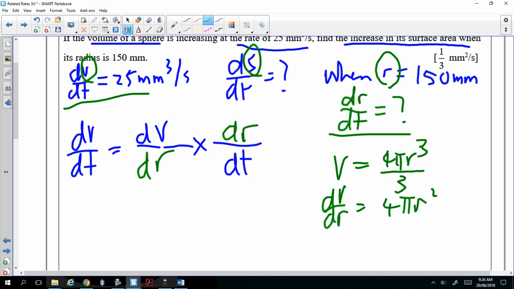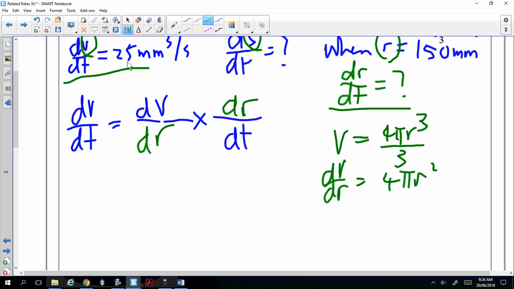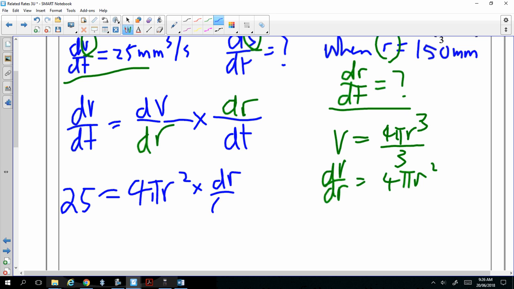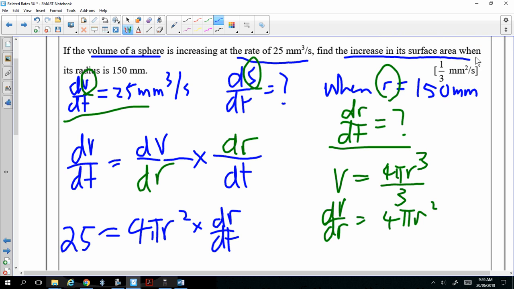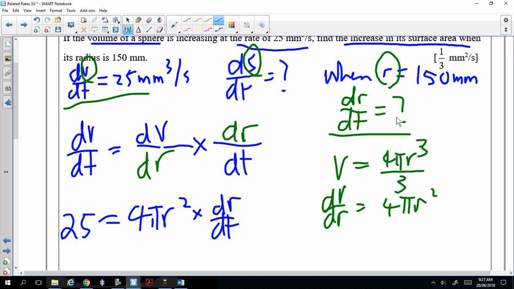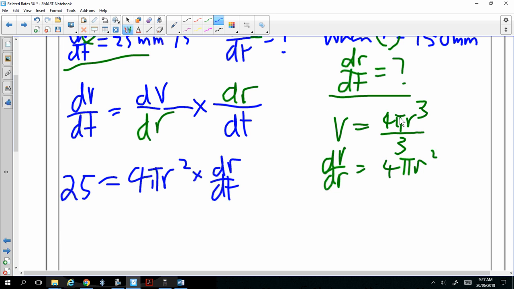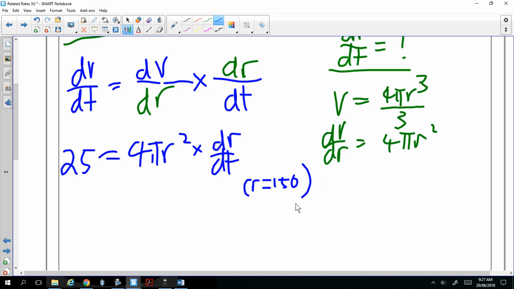Now they give you the radius. Radius is 150. Let's substitute 150 in. So r is 150. Let's make dr/dt the subject. dr/dt is 25 over 4 pi r squared. Replace r by 150, so we get 25 over 4 pi 150 squared.